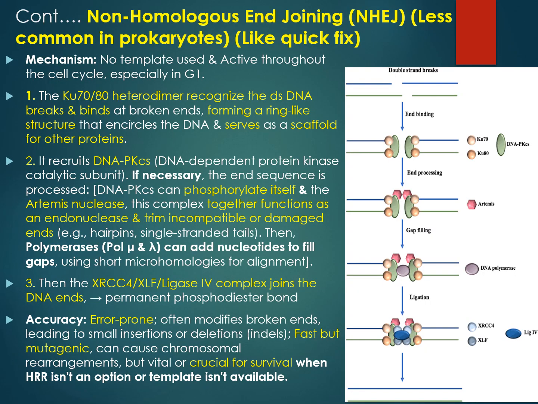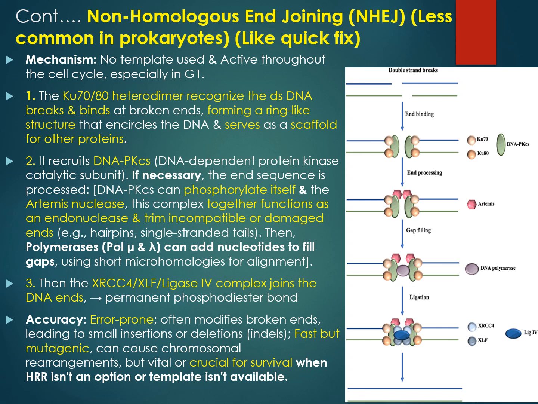Non-homologous recombination: here it is end joining. It is less common in prokaryotes. It is like a quick fix, and it happens in eukaryotes. The complex called Ku70/80 heterodimerizes, recognizes the double strand DNA breaks, and binds at the broken ends, forming a ring-like structure. That encircles the DNA and serves as a scaffold for the other proteins to come and bind.